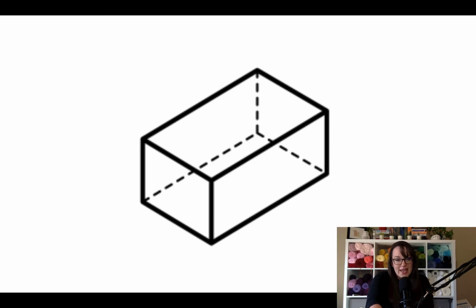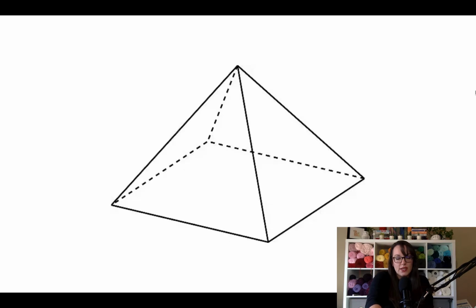This is a rectangular prism because it is 6 rectangles all put together. It has rectangle faces and rectangle bases. What about this one? What is this shape? It is a rectangular pyramid because the base is a rectangle and it has triangle sides. So triangle sides means pyramid. Pyramids have a point. They have a point on top.